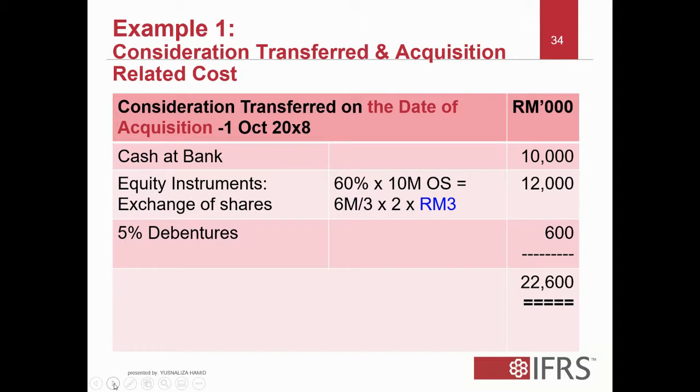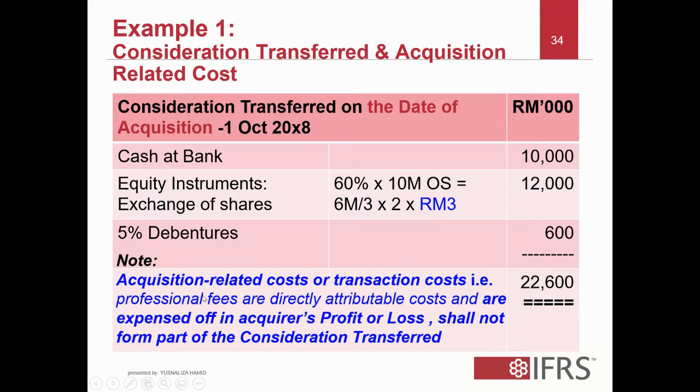This is the full, bigger version of the answer. The acquisition related costs that you have, which is the professional fees, if you can still recall the lecture, is a directly attributable cost, and therefore that will be expensed off in the profit or loss. It will not be included in the calculation of consideration transferred. That should be expensed off.